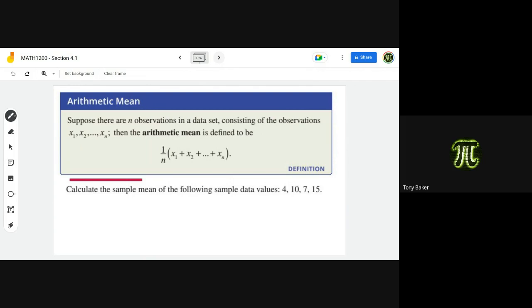So let's look at this simple one. 4, 10, 7, and 15. What's the mean? So we would do 4 plus 10 plus 7 plus 15, and we would divide it by 4, because we have 4 of them. 15, 21, 36. Divided by 4 is 9.